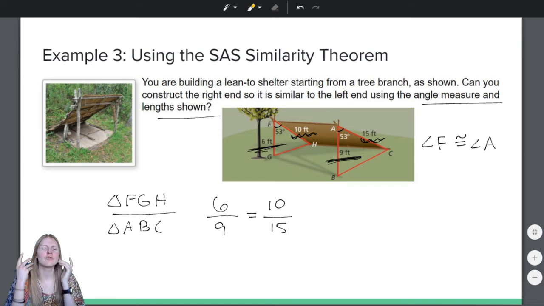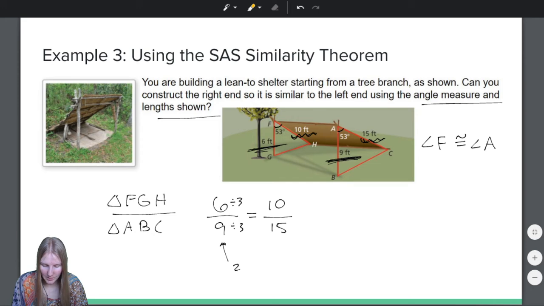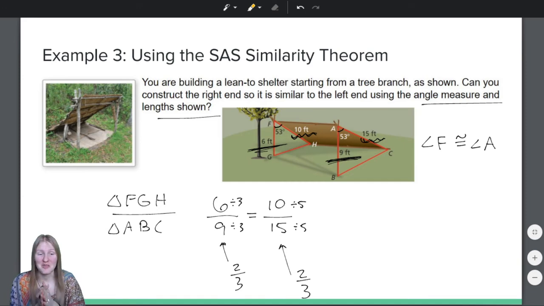Now, there's two different ways that we can check and make sure these are equal. One way is we can simplify the fractions. We can simplify 6/9, divide by 3 on top and bottom, and we get 2/3. And then if we simplify 10/15, we divide by 5 on the top and bottom, and we get 2/3. These ratios are equal, the sides are proportional, so boom, we're done.